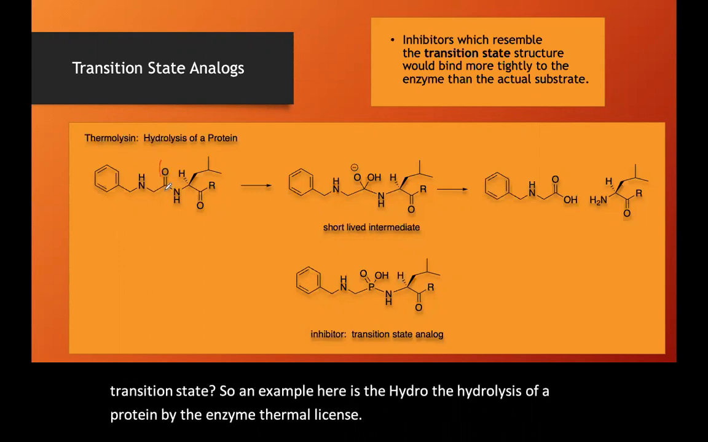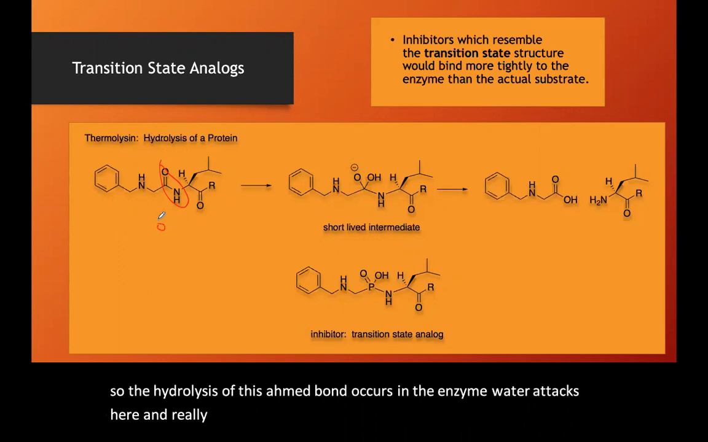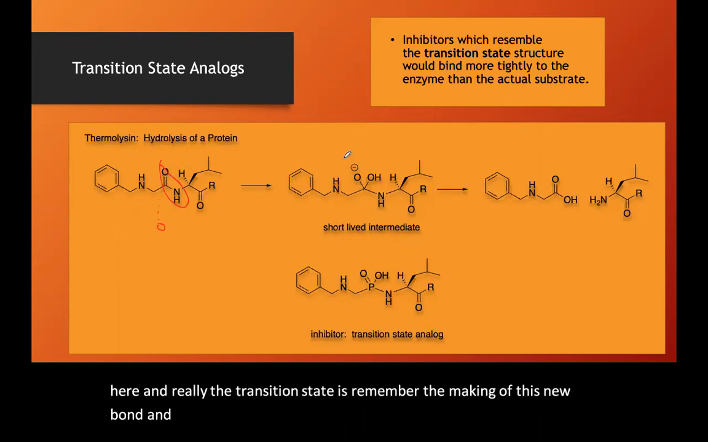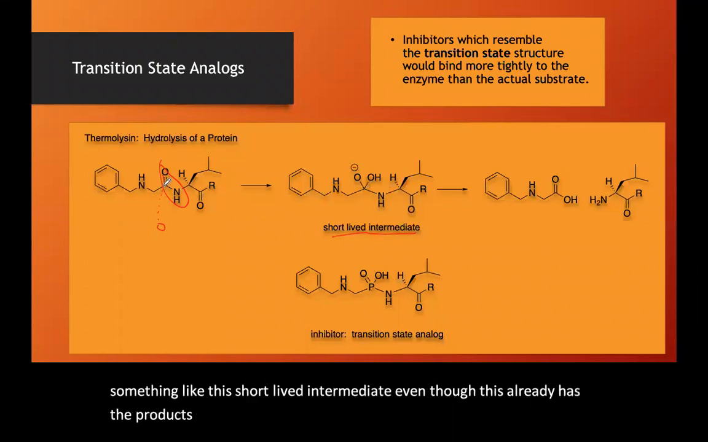So the hydrolysis of this amide bond occurs in the enzyme. Water attacks here, and really the transition state is, remember, the making of this new bond and the breaking of this bond. So we can say it probably looks something like this short-lived intermediate, even though this already has the products made. So I started with a trigonal planar amide.